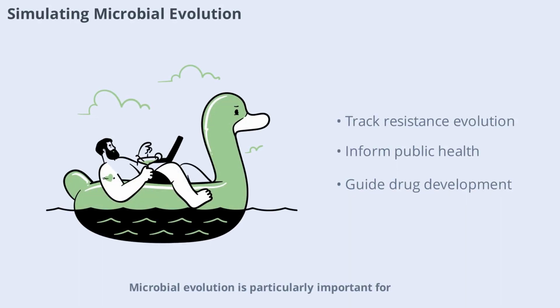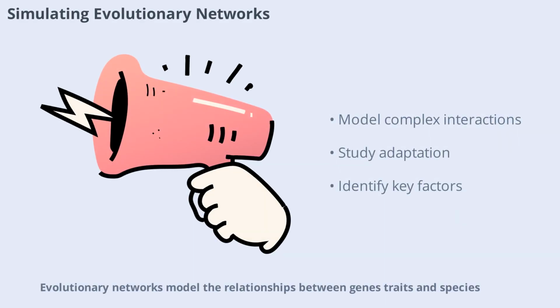Microbial evolution is particularly important for understanding antibiotic resistance and disease outbreaks. Simulations allow researchers to track how bacteria and viruses evolve in response to treatments, helping to inform public health strategies and drug development. Evolutionary networks model the relationships between genes, traits, and species.